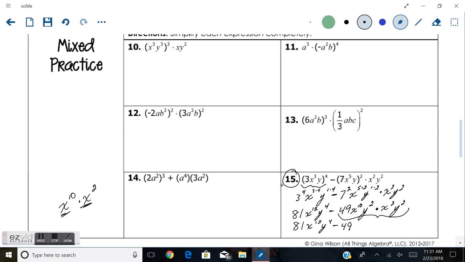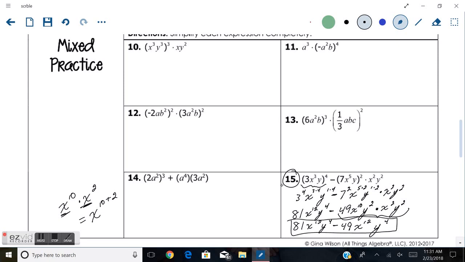Now I have two bases, each with their own exponents. So I have x to the 10 plus 2, or x to the 12th. For the y's, I have 2 plus 2, which is y to the 4th. Now do my addition and subtraction.